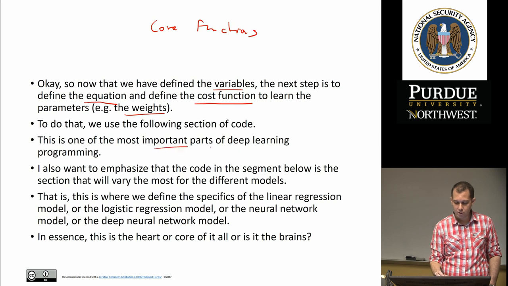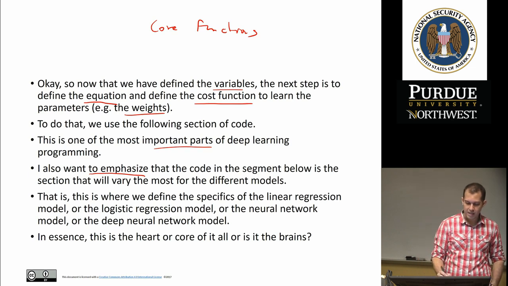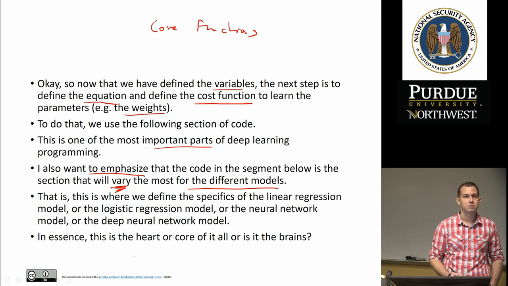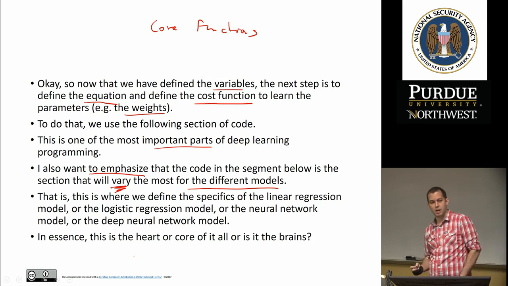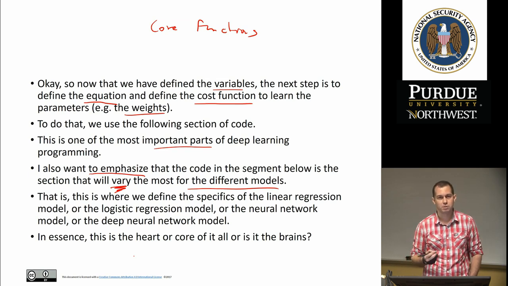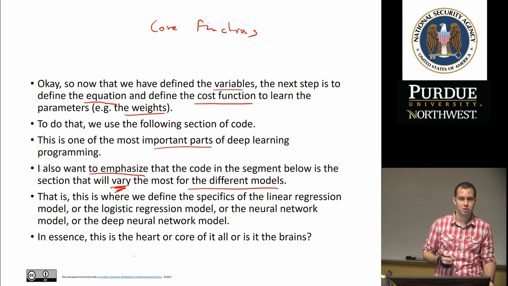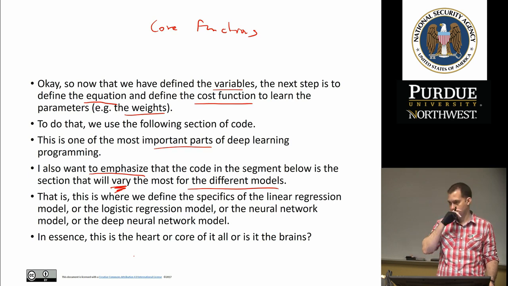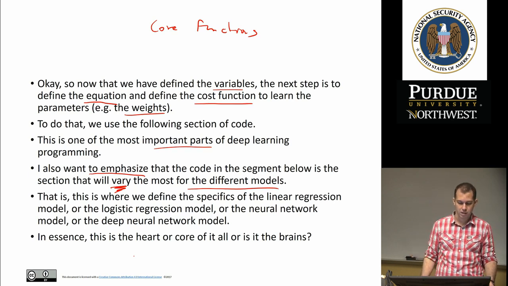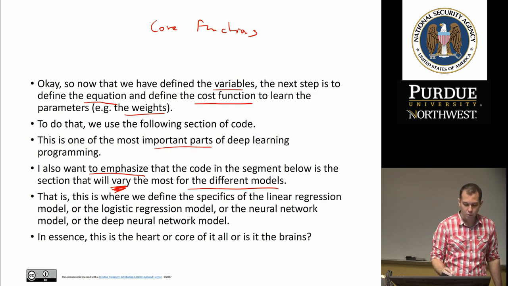This is one of the most important parts of deep learning programming. I also want to emphasize that the code in the segment below is the section that will vary the most for the different models, right? So once we start doing a logistic regression model, it's going to change. There's going to be a new cost function. Once we do a neural network, it's going to change. There's going to be a new cost function. Deep neural networks will have new cost functions and architectures, and so on, right? So this is the part that varies the most.